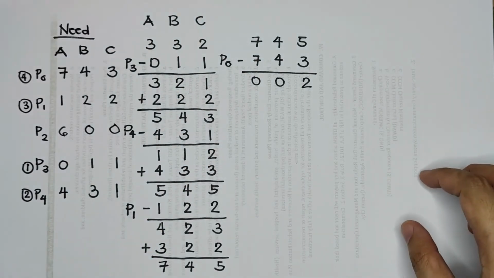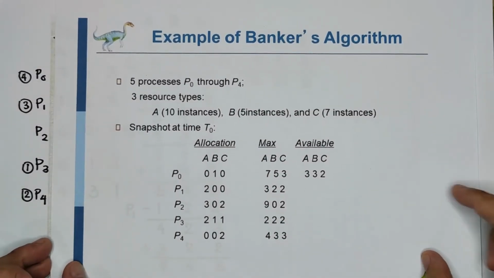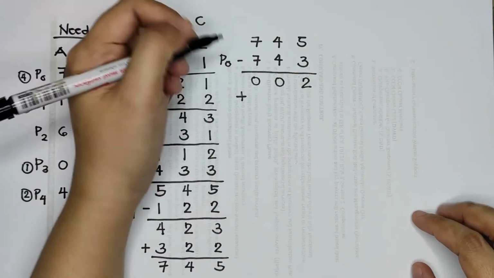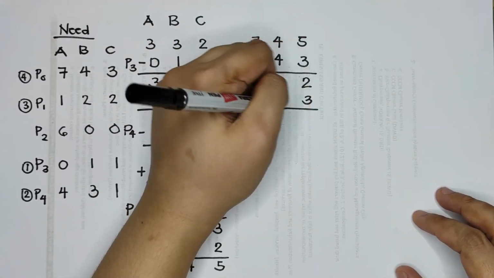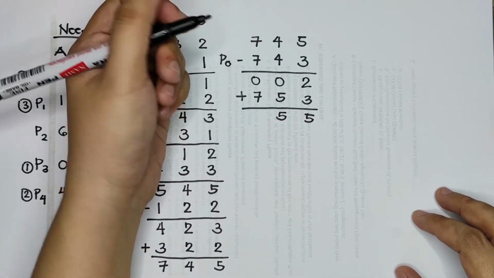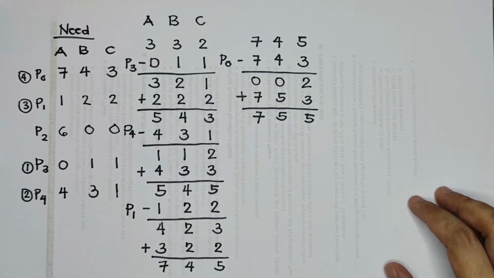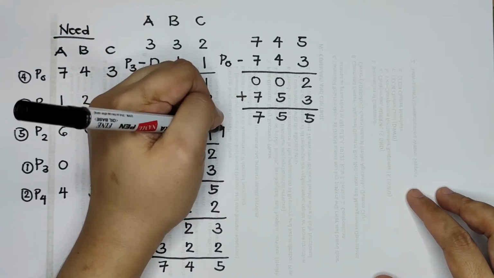And then again, we need to return the resources of P sub 0 if it's finished with execution. So, 7, 5, 3, its maximum resources. So, plus 7, 5, 3. So, we have 5. 2 plus 3 is 5. 0 plus 5 is 5. And then 0 plus 7 is 7. So, we have 7, 5, 5. Okay, then last but not the least, we have P sub 2.